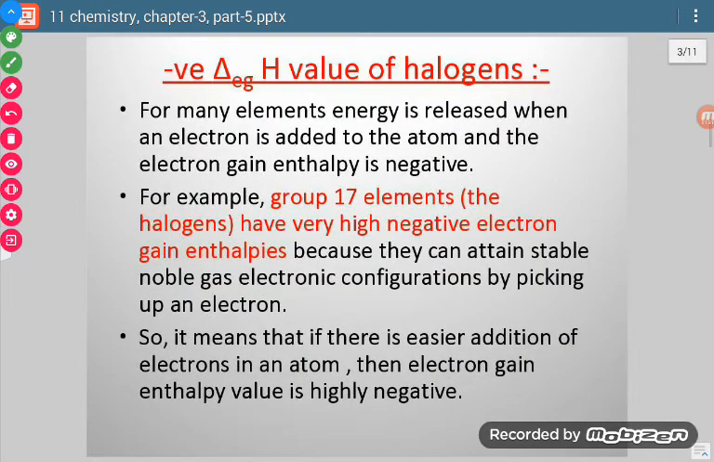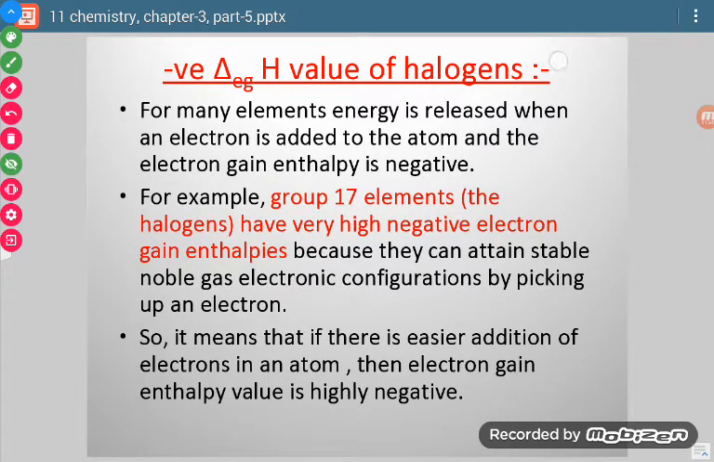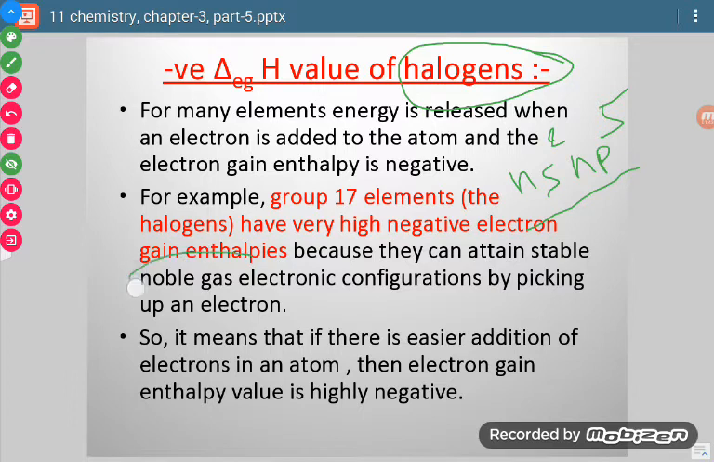Now if we talk about halogens, in case of halogens the valence shell electronic configuration is ns2np5. So what does it mean? It means there is a requirement of only one electron to become more stable, to acquire noble gas configuration. So it means that gain of an electron will be easiest in this case. Why will it be easiest? Because after gaining an electron, it will come into noble gas configuration and it will become most stable.